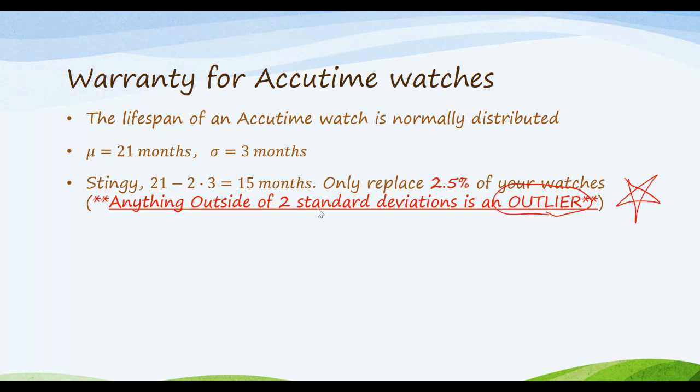So think anything outside of the 95%, we consider an outlier. And remember, outlier is just, it's not part of the normal numbers. It's not within that close to the mean or within the majority of the numbers. So that's why we call it an outlier.